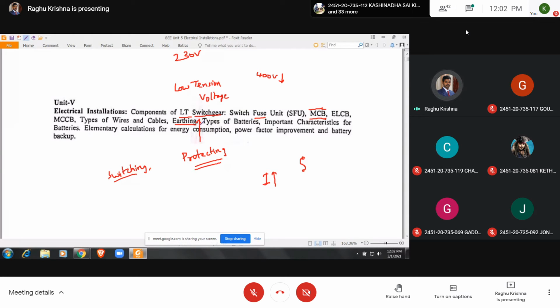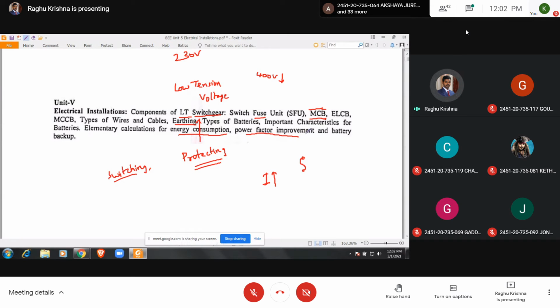So earthing. Next, types of batteries. You are going to study what are the types of batteries, important characteristics of batteries, and elementary calculations for energy consumption. Next one is the most important one, power factor improvement.